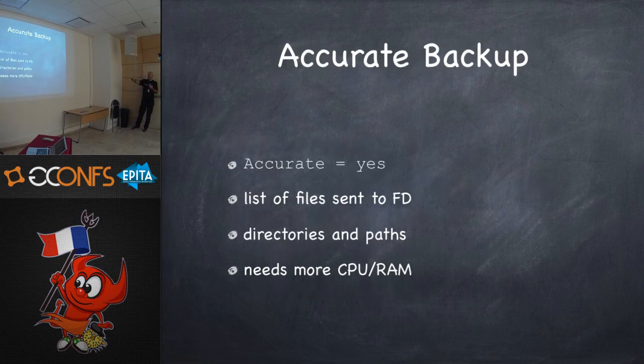This is where accurate backup comes in. Basically what happens is the director sends the FD a list of files that it backed up last time, and the FD compares that to what it finds, and then it ships the files over that aren't in that list. So if you do a move, it'll take note of that and send it over. Of course, it comes at a cost.